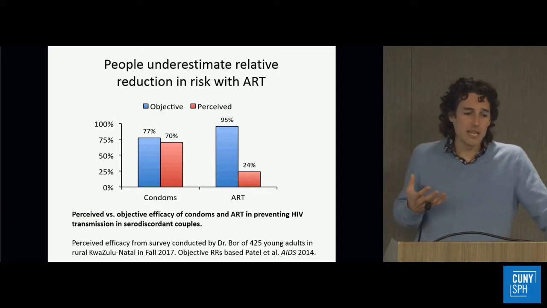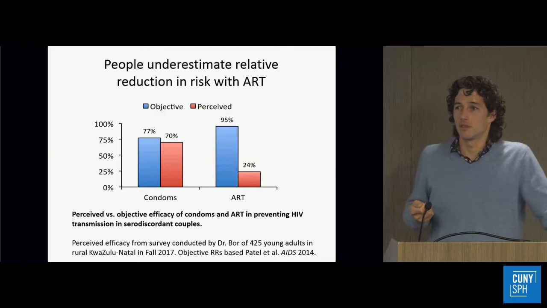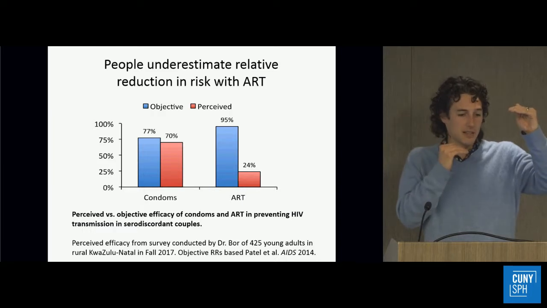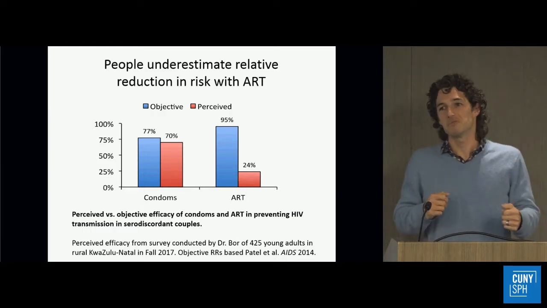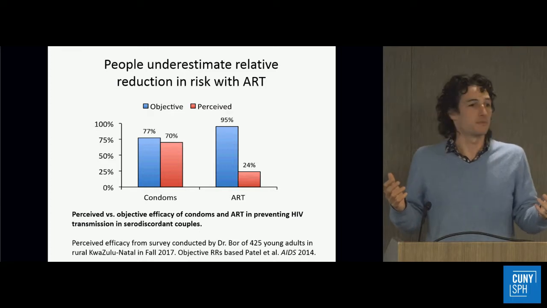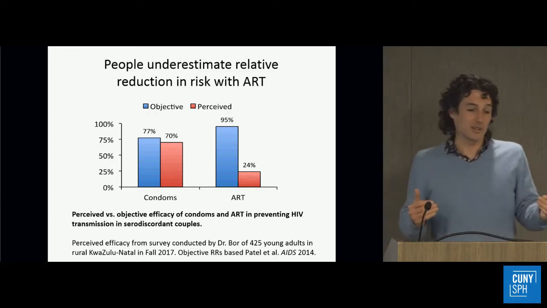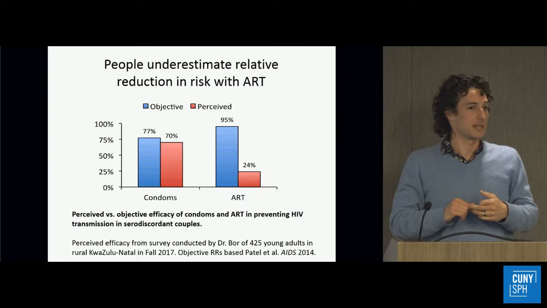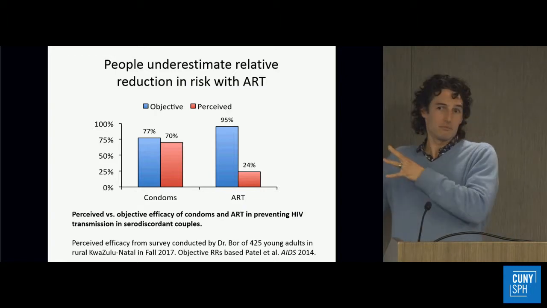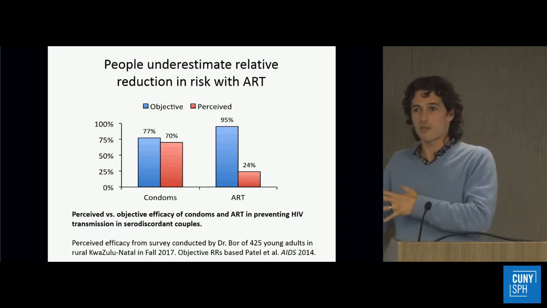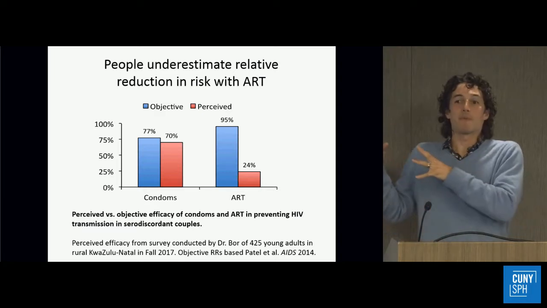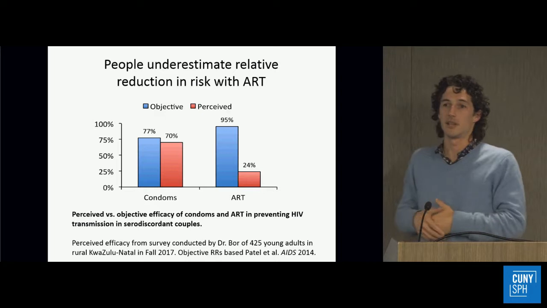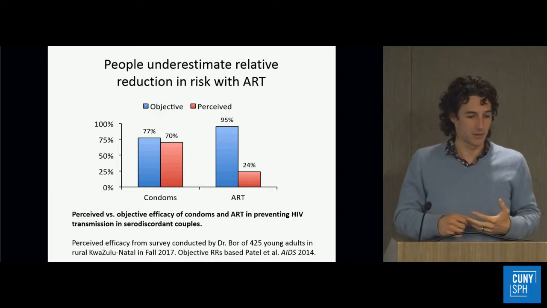People had pretty accurate beliefs about the relative prevention efficacy of condoms. So comparing risk of transmission for unprotected sex versus risk of transmission with condoms, they said that condoms reduced risk by 70%. In fact, it's about 77%. That's pretty good. In fact, ART reduces transmission risk by 95% or higher. But they perceived that ART reduced transmission risk by only 24%. So these 18 to 25-year-old young people in rural South Africa really are not perceiving ART. They're not aware of U equals U, and they're not aware of treatment as prevention in terms of the science that's been around since 2011.